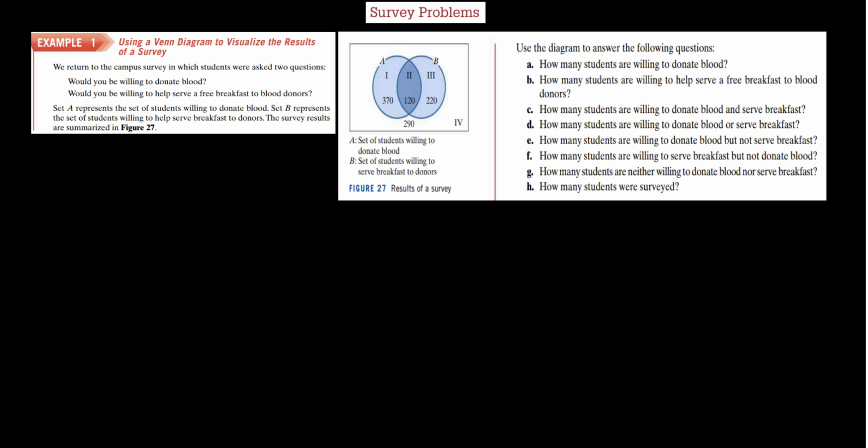So let's start with A. How many students are willing to donate blood? Okay, well we look here. This is the donate blood pile here. So you would say, 370 plus 120. Well, 490 students are willing to donate blood. So let's go ahead and put that as a solution. B, how many students are willing to help serve a free breakfast to blood donors? Okay, so free breakfast, that's going to be over here. Okay, well, 120 plus 220, it looks like 340. So 340 students.